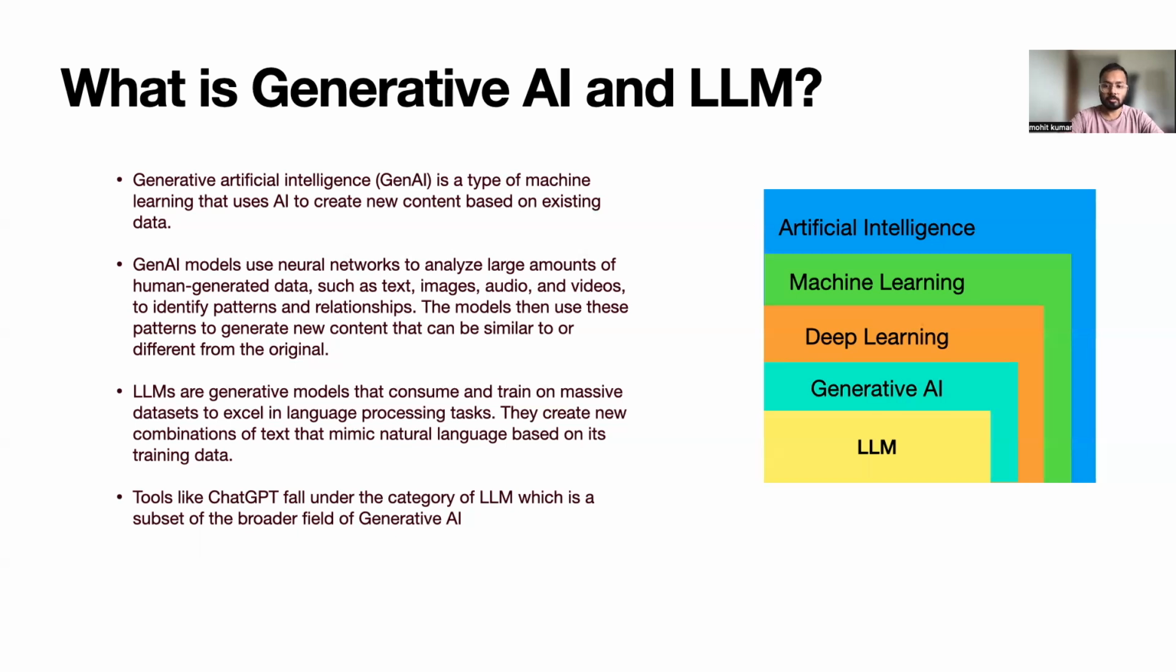Now, this is not limited to text. This can be images, audio, videos, code. All of this comes under the category of generative AI. LLMs are generative models which are focused on text data. Most of the time when we see algorithms like GPTs, they mostly work with text. So these are large language models.